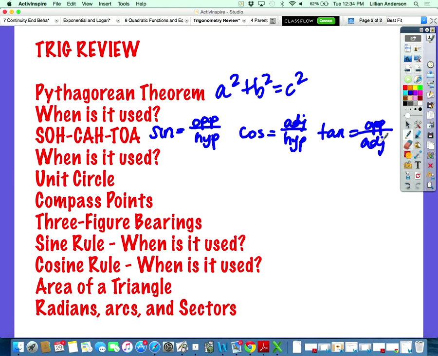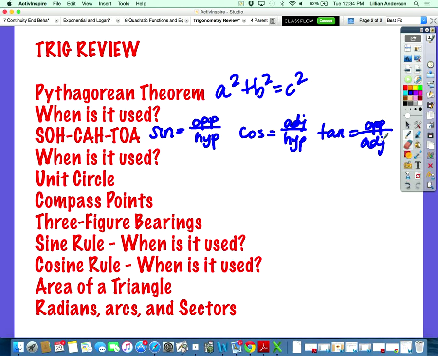Right triangles. Now, when you're looking for an angle, you have to remember to use what? The inverse. That's the -1. That's when you press the second button and then you press sine, cosine, or tangent. Okay? The unit circle. We kind of talked about that already.